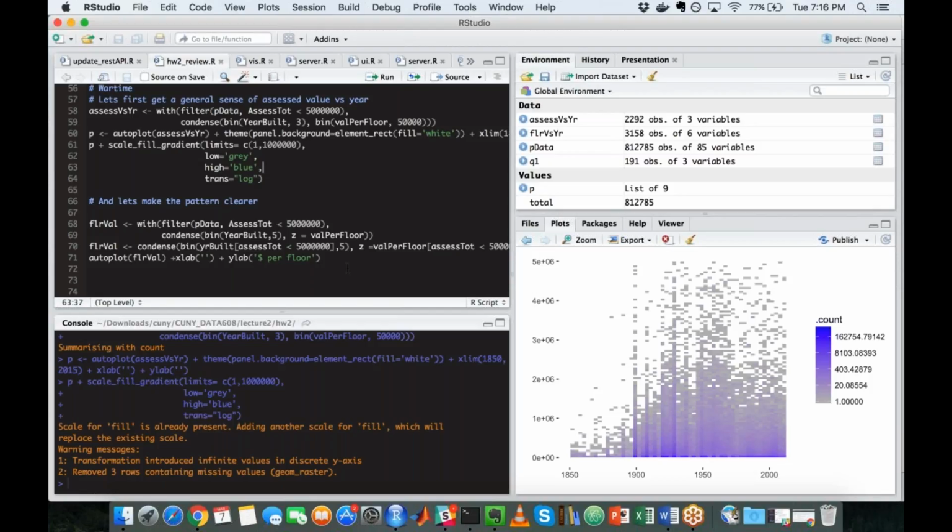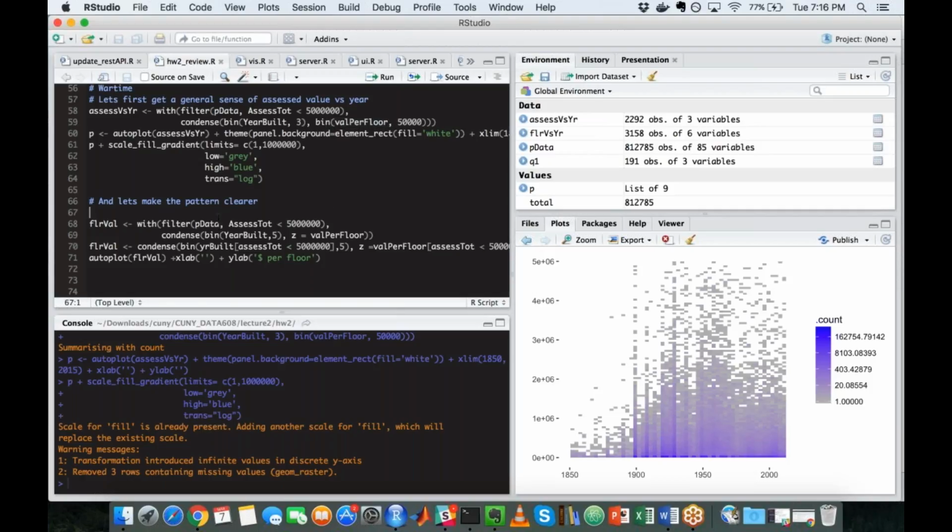And if we wanted to make this pattern a bit more clear, we could choose an alternative way of looking at this. Here, we're doing what we've been doing in the past, binning in 2 dimensions. In this case, we're binning year built and value per floor. But this is meant to be more of an exploratory technique rather than really giving concrete answers to this question.